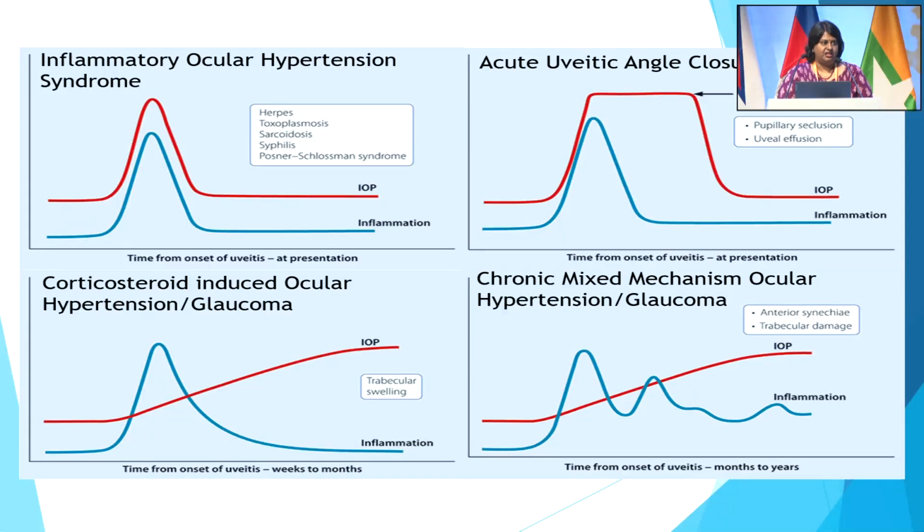You start steroids, but once with the steroids, the inflammation comes down, but the IOP goes up. The timeline is shown in the x-axis of the picture. What happens in chronic mixed mechanism ocular hypertension is that there is waxing and waning of inflammation, and slowly the IOP starts to increase, and constantly the IOP remains elevated if not intervened.